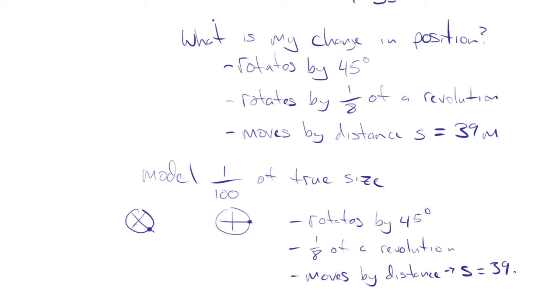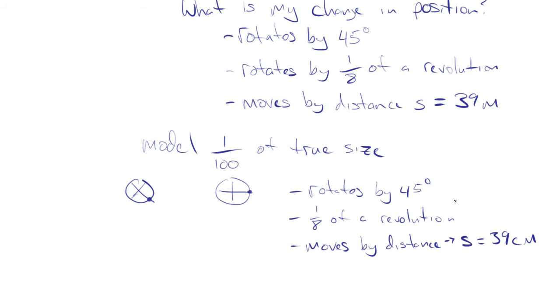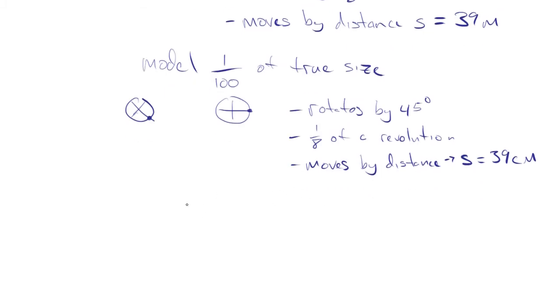The distance traveled then, if this model was 1/100th of the size, would be, instead of 39 meters, that point has traveled 39 centimeters. And that's really good because that gives you a way to relate the two systems, some common factor that allows you to relate the two systems. And we know what that distance is.